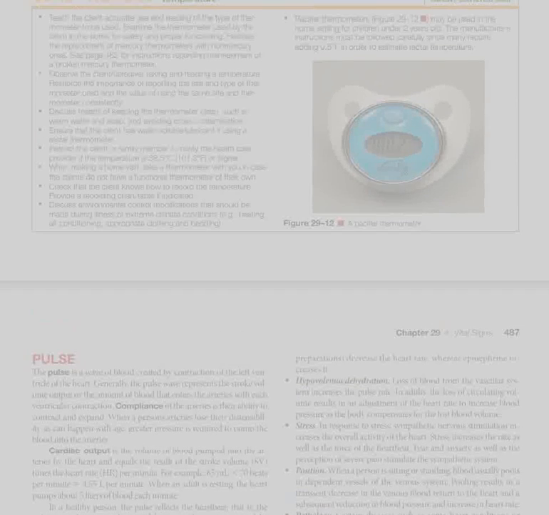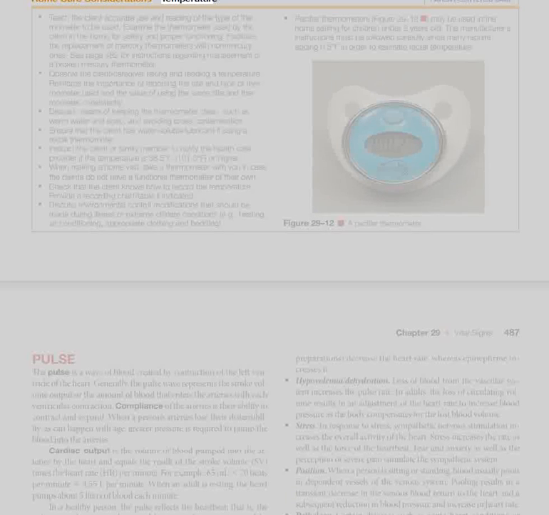Home care considerations: Temperature. Teach the client accurate use and reading of the type of thermometer to be used. Examine the thermometer used by the client in the home for safety and proper functioning. Facilitate the replacement of mercury thermometers with non-mercury ones. See page 482 for instructions regarding management of a broken mercury thermometer. Observe the client or caregiver taking and reading a temperature.